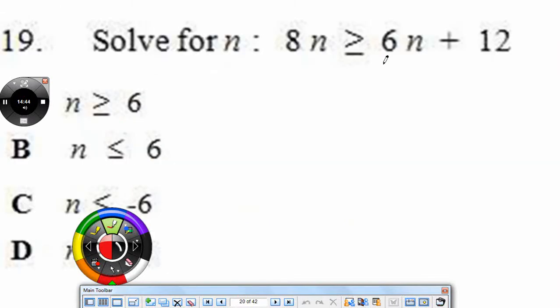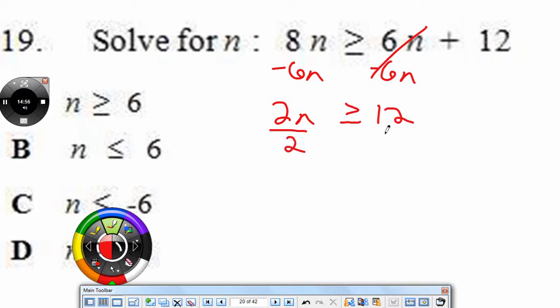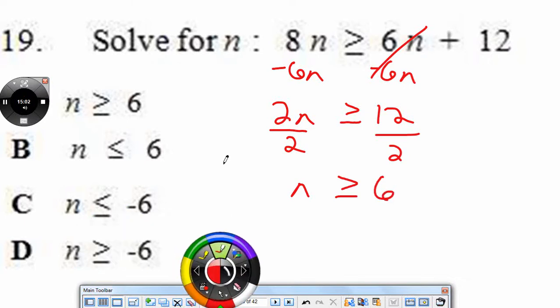This one we want to get the n's together, so just subtract 6n. So that would be 2n is greater than or equal to 12, then divide by 2. So n is greater than or equal to 6. And that would be, looks like, A.